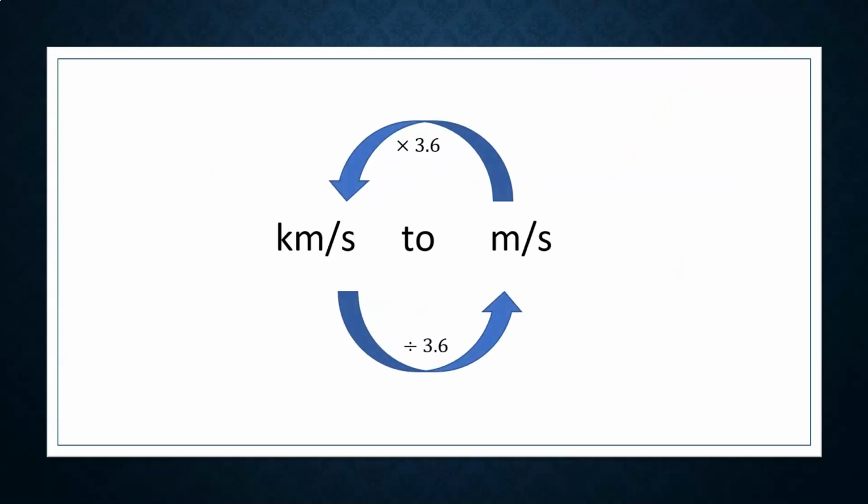Now, if you want to avoid doing all of what I just showed you, it's important that you understand all the steps involved. But what you can do, if you've got kilometers per hour and you want to get to meters per second, is divide by 3.6. And if you need to get from meters per second to kilometers per hour, sorry about that error, you multiply by 3.6.